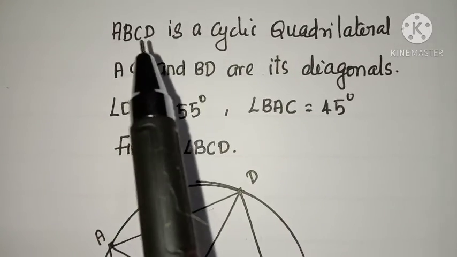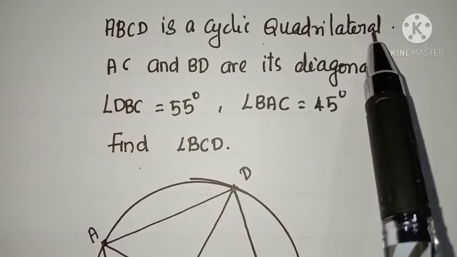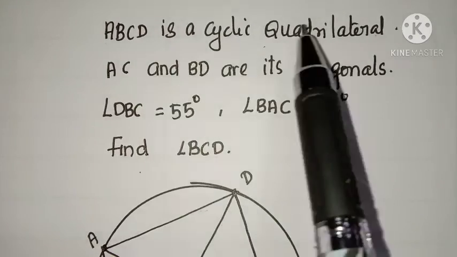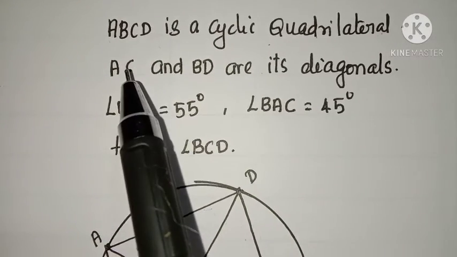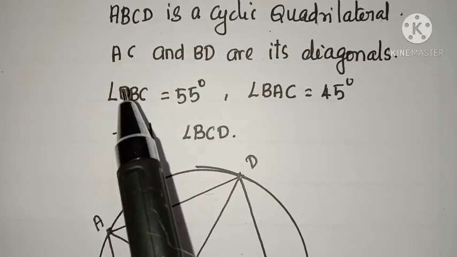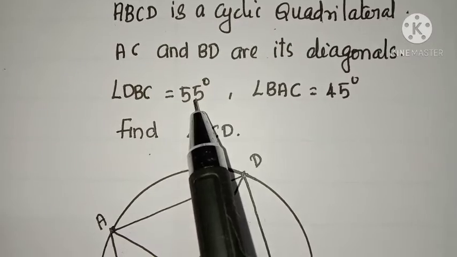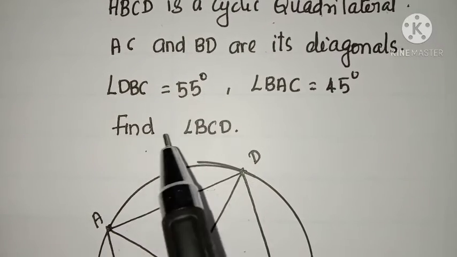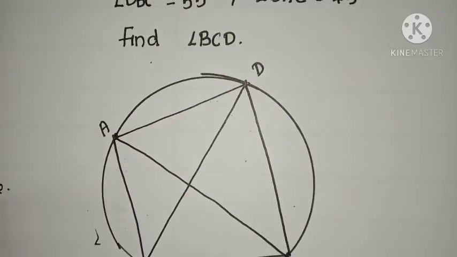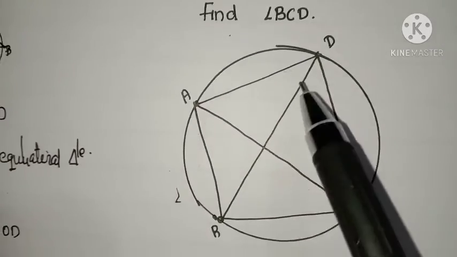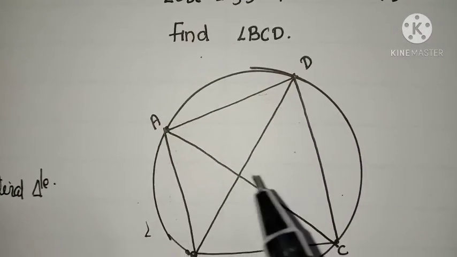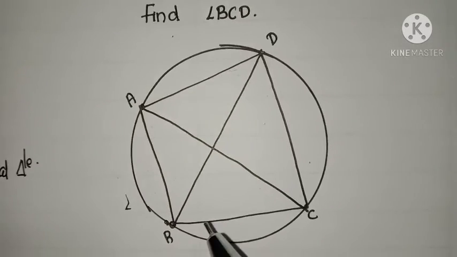Another question. ABCD is a cyclic quadrilateral. Cyclic quadrilateral means all the 4 points lie on the circle, and AC and BD are its diagonals. Angle DBC is 55 degrees, angle BAC is 45 degrees, then find angle BCD. Look at the figure: all the 4 points lie on this circle and AC and BD are diagonals.